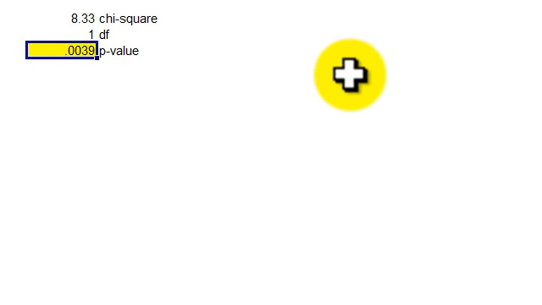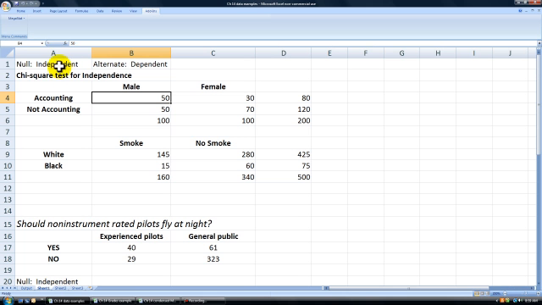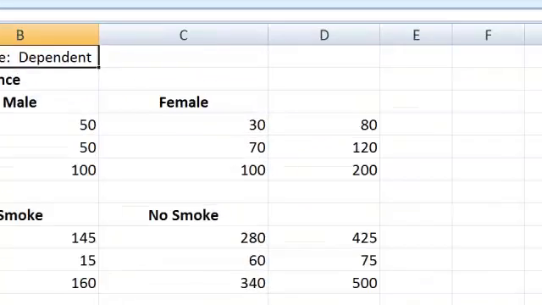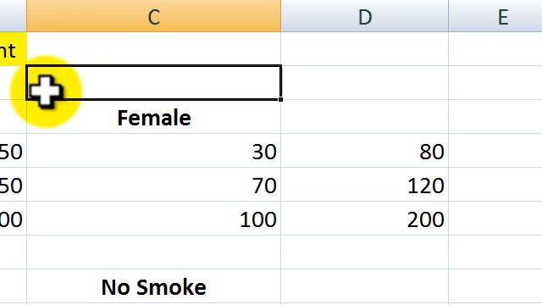In this case, our p-value is quite low. It's below the 3 common levels of significance of 0.05, 0.1, and 0.01. So because of that low p-value, I can actually reject the null, that they're independent, and go with the fact that they're dependent on each other. So basically I'm saying whether someone's male or female will kind of predict whether they're more likely to be an accounting major as well, just like we had before for dependent and independent variables.